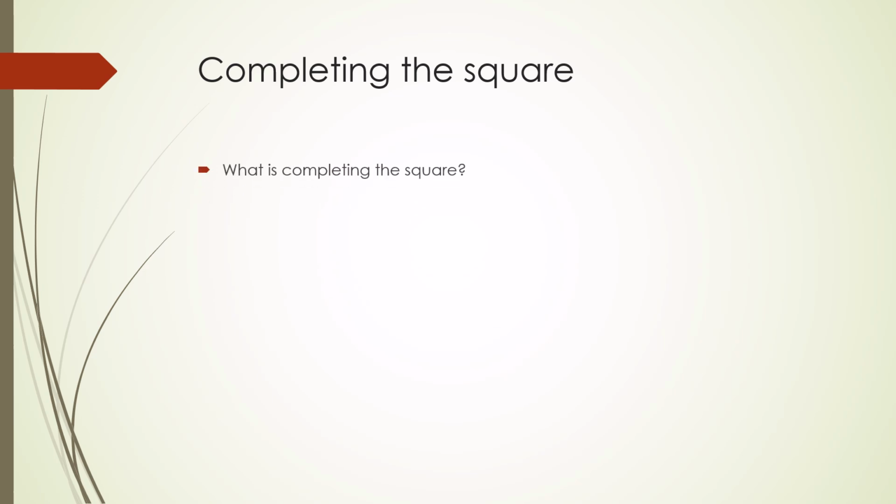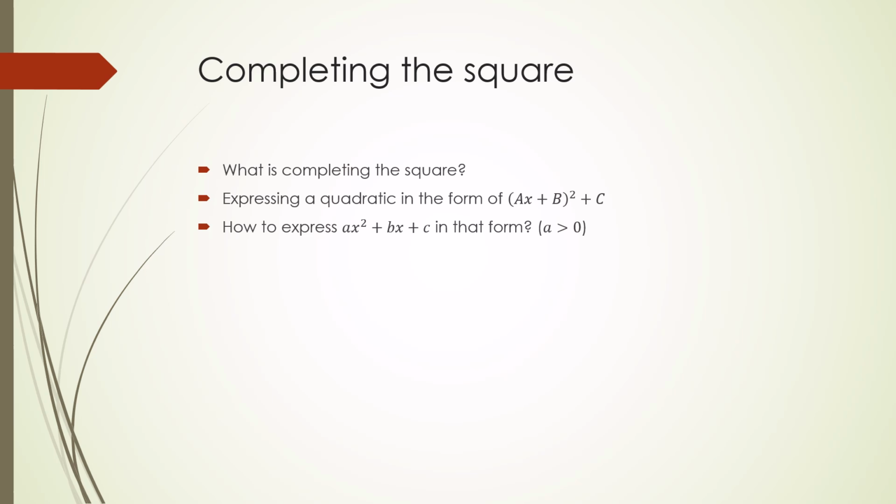Completing the square is a method where a quadratic equation is expressed in terms of a square which depends on x plus a constant independent of x. So, how do we express this quadratic in the form, assuming that a is a positive real number?